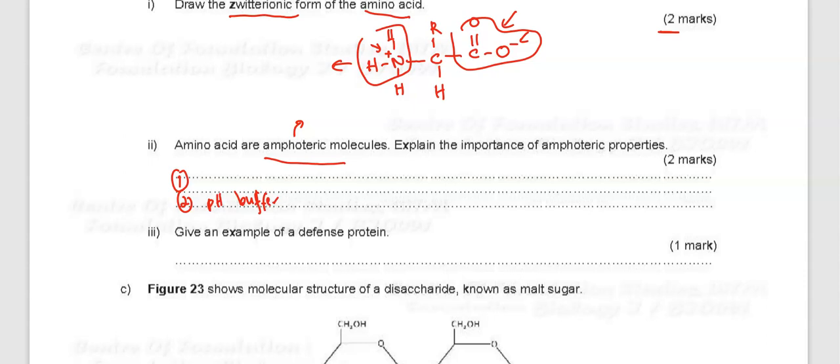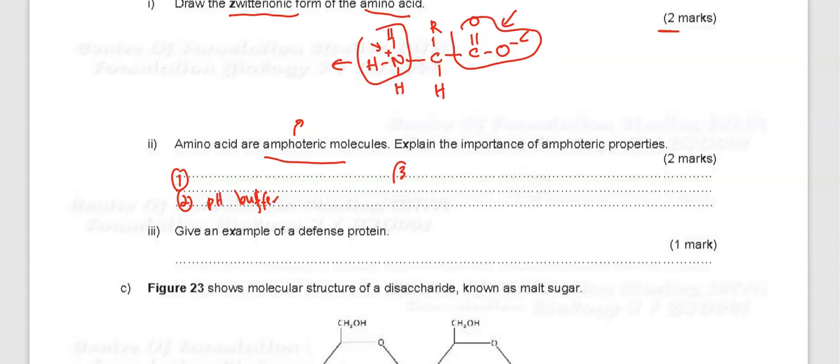Because the amino acid functions as a pH buffer, another point that you can include in your answer is that the presence of amino acid in a certain solvent or medium can resist changes in the pH of that solution, or maintain the pH of the solution. For example, the pH of your blood, your body fluid, is maintained at 7.4.